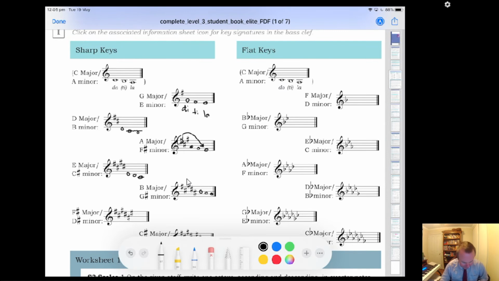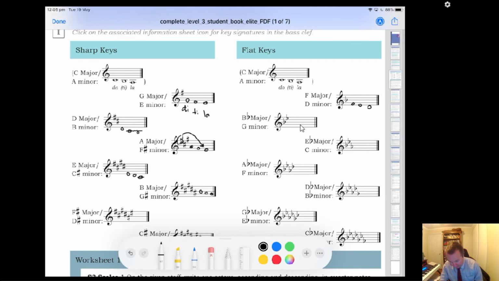Now I'm not going to do all these ones right now, but let's just double check the flat keys to make sure they work. So F major has B flat. It's telling us here that that's related to D minor. Let's double check. Let's find an F. Let's count down. 1, 2, 3. When I count down, I'm counting the starting note as well. F, E, D. Yep, a minor third down from F is D. F major and D minor are related.